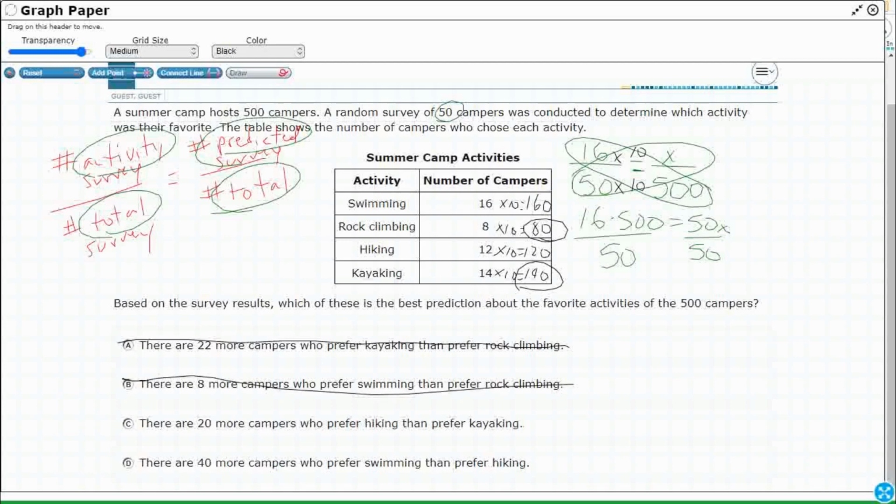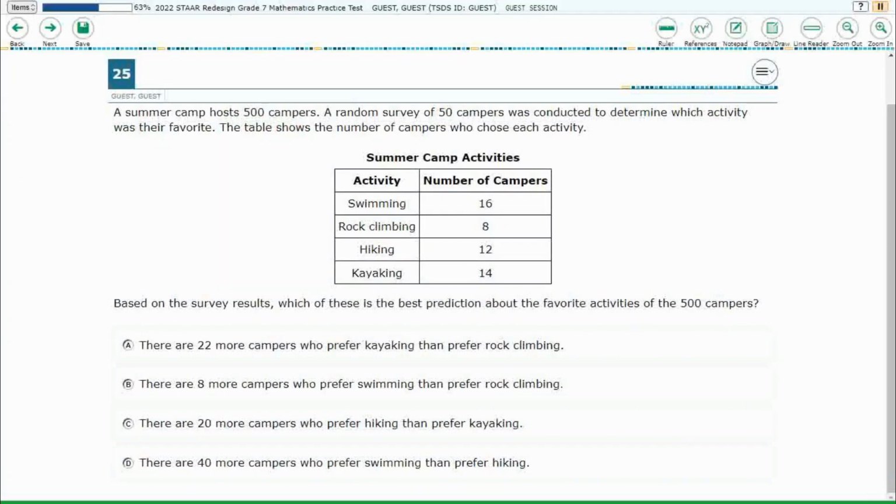20 more campers that prefer hiking than kayaking. Oh, it's close. It's 20 less. If you had 20 less, you'd be good. And then D, 40 more campers prefer swimming than hiking. Yep, 160 is 40 more than 120, so our answer here is D.